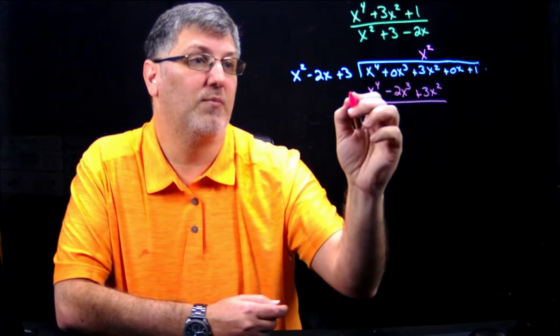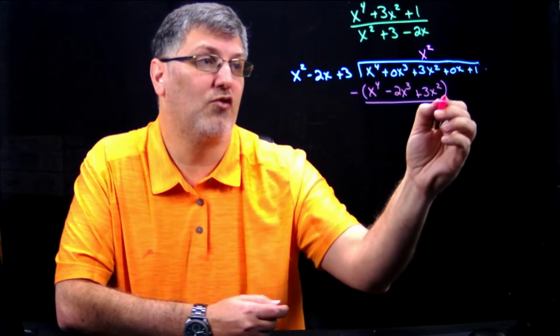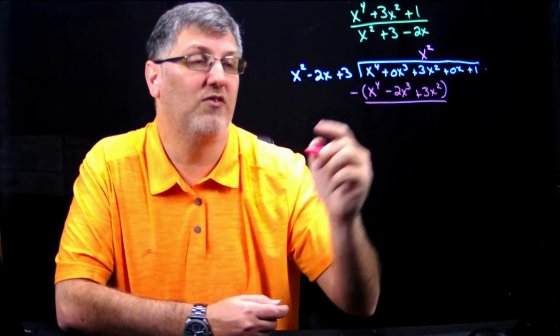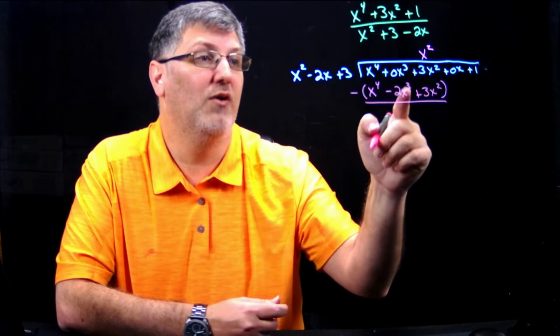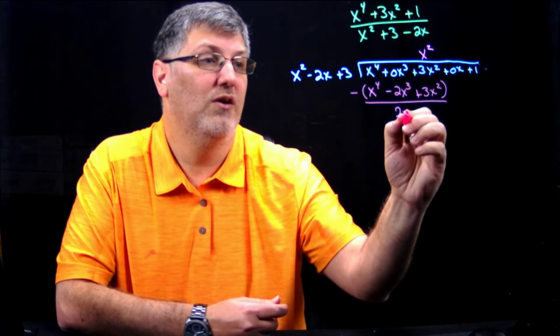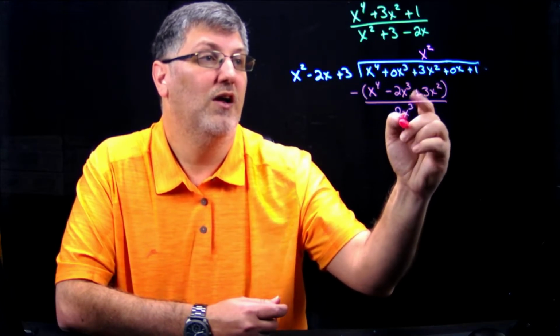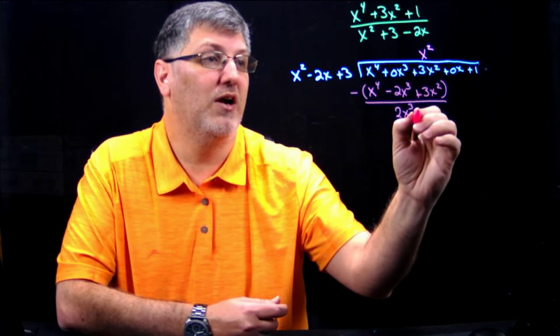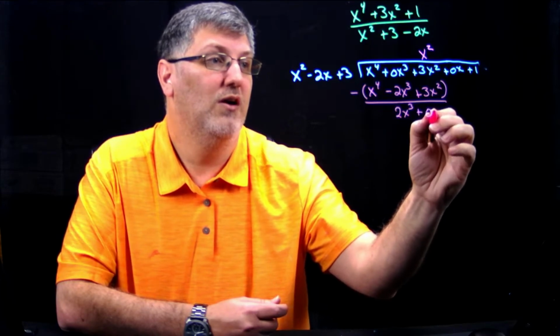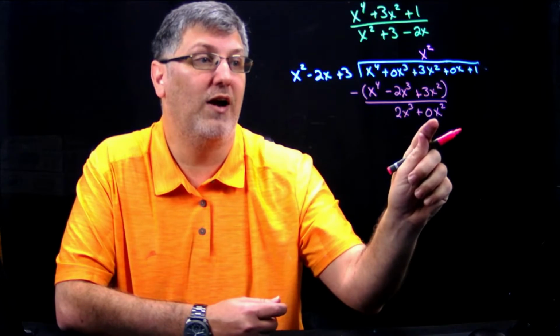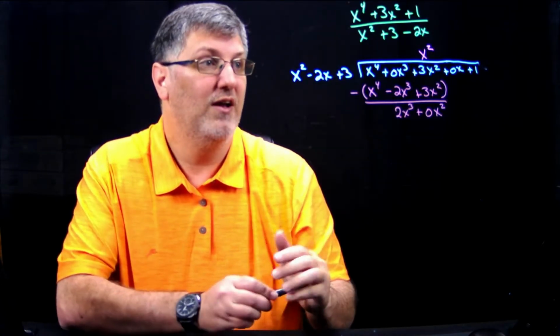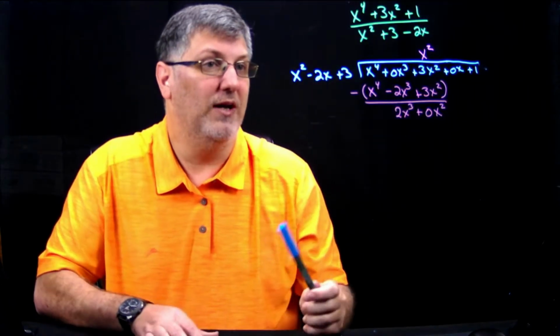And then just like before, we are going to subtract everything. So x to the fourth minus x to the fourth is 0. A 0x cubed minus a negative 2x cubed is 2x cubed. And then 3x squared minus 3x squared is a 0x squared. I'm going to leave that there. I don't write my leading zeros, but I'm going to write any trailing zeros. All right, let's rinse and repeat.